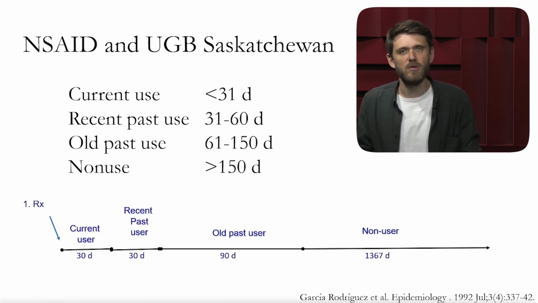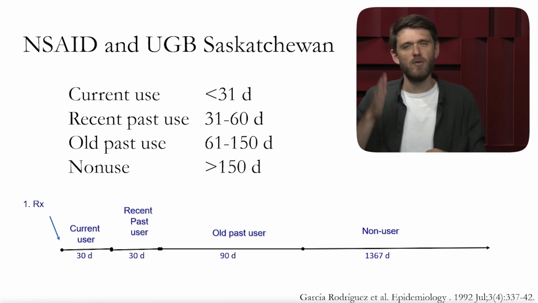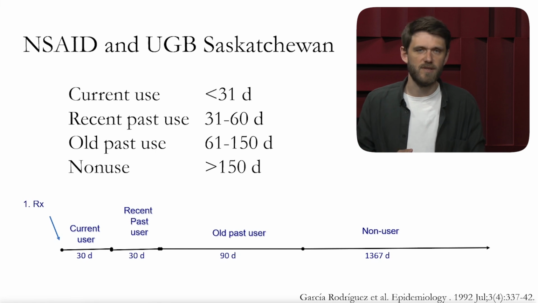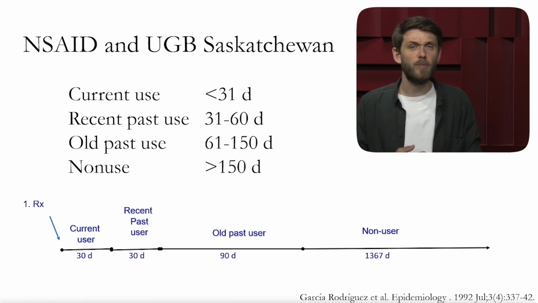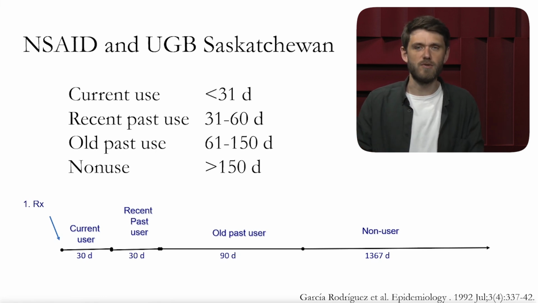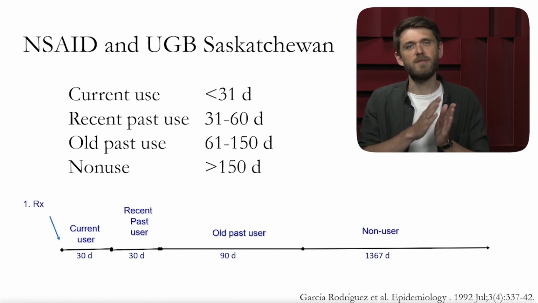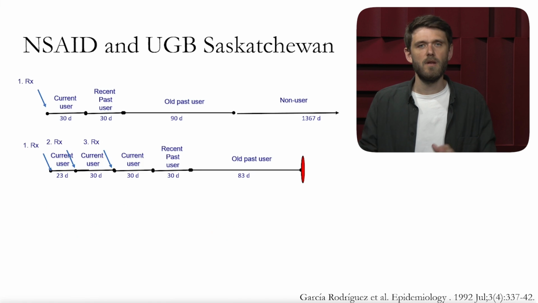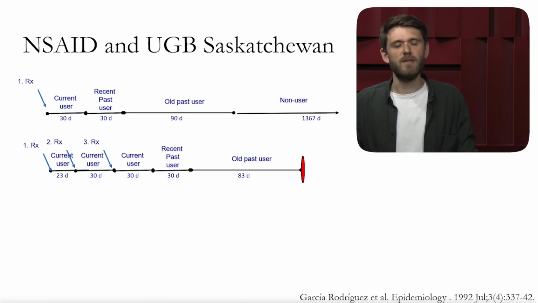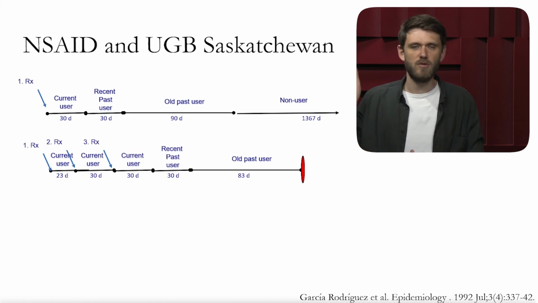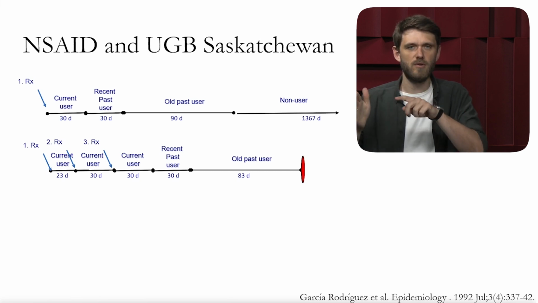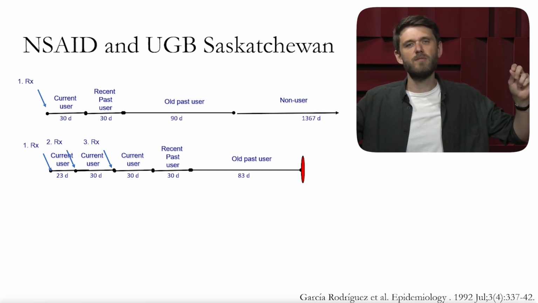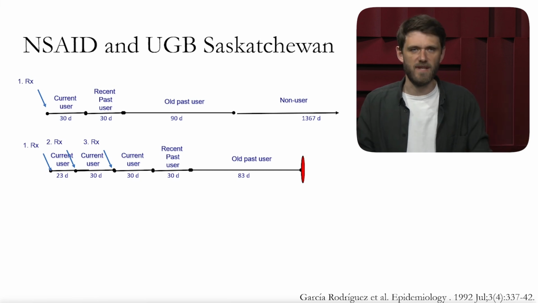So any given individual included in the cohort could look like this: only filling 1 prescription, then you contributed 30 days of use, 30 days of recent past use, 90 days of old past use, and then you are considered a non-user here for 1,300 days until the study is ended. So 2 different users could look like this. One was the one I mentioned before, only 1 prescription, first current use, then recent past, then old past, then non-use. So that person time is distributed or put into 4 different bins.